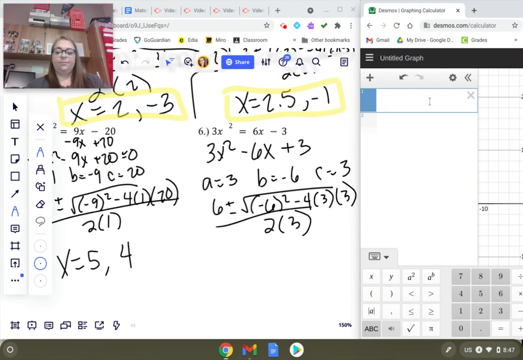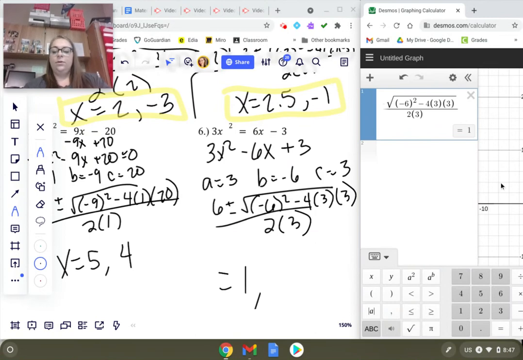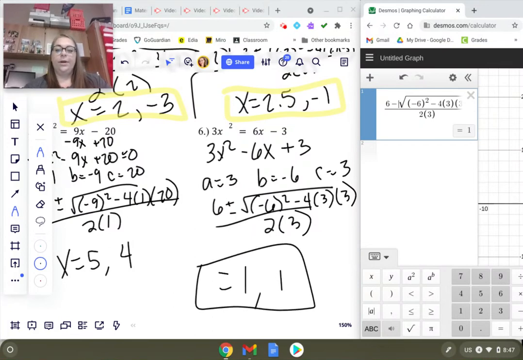And again, plug it in. Divide, 6 plus radical negative 6 squared minus 4 times 3 times 3, all over 2 times 3, which gets us 1. And then do it again with a minus. And that also gets us 1. All right, cool.